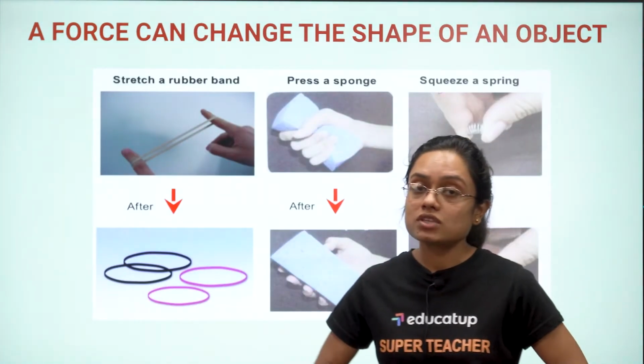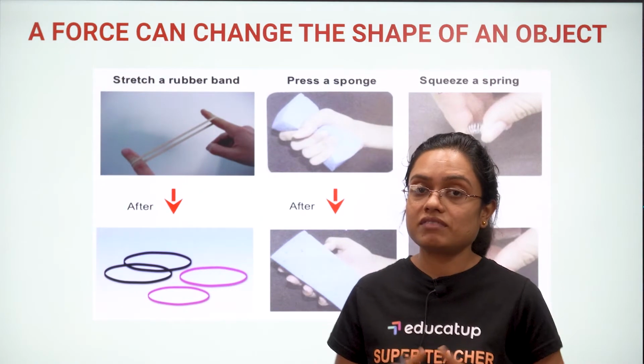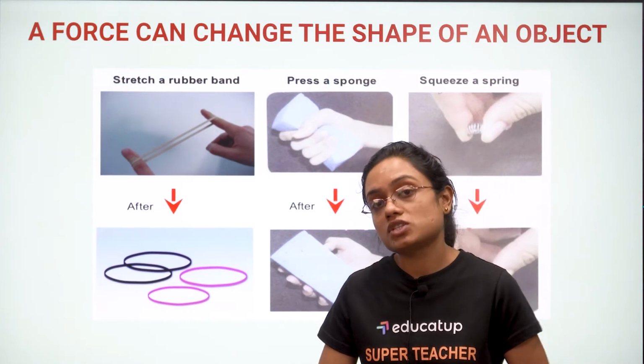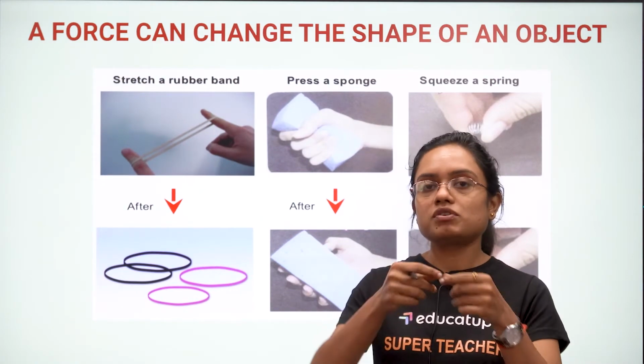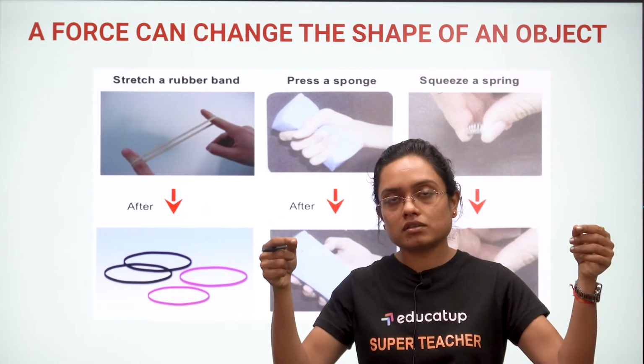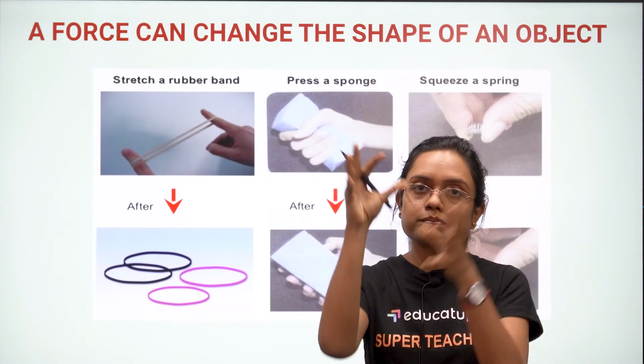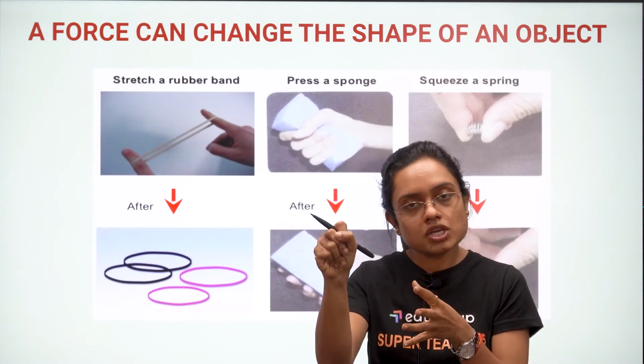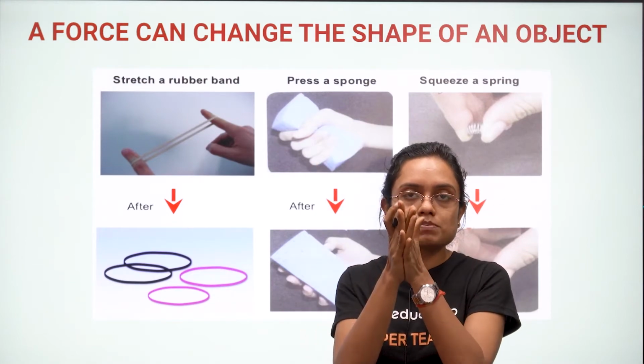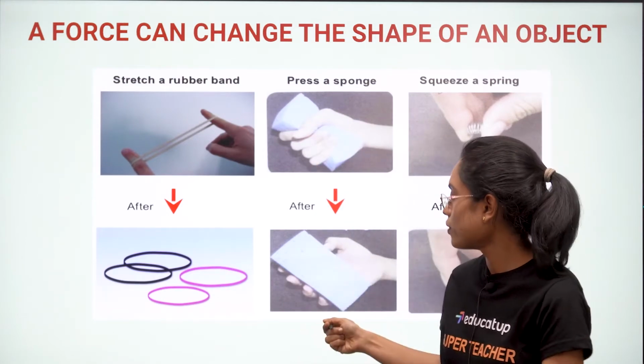A force can change the shape of an object. Definitely. When you apply force, the shape of an object changes depending upon the object. If you stretch a rubber band, you pull a rubber band, shape changes. If you press a sponge, shape changes. If you squeeze a spring, shape changes.